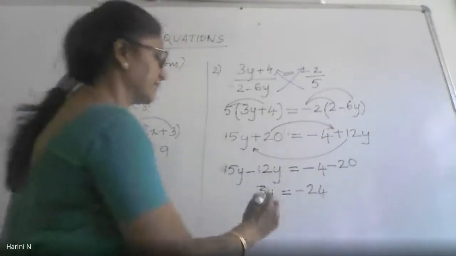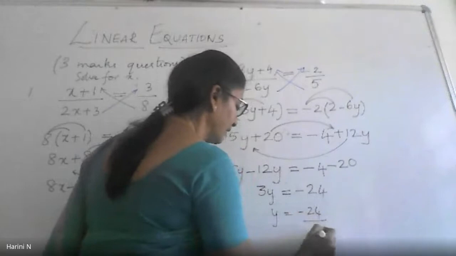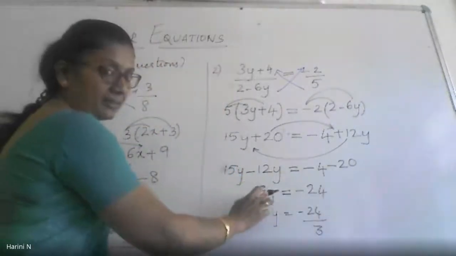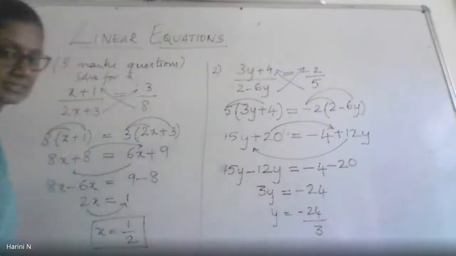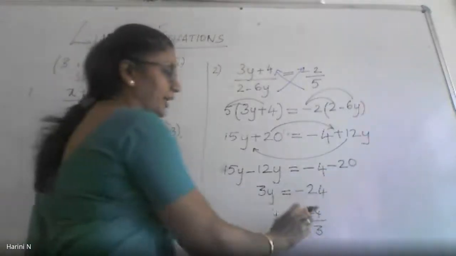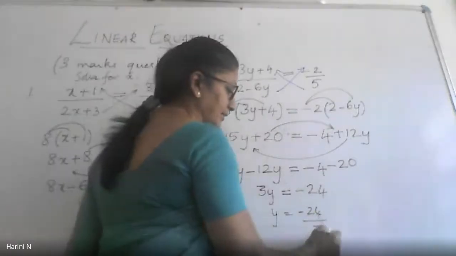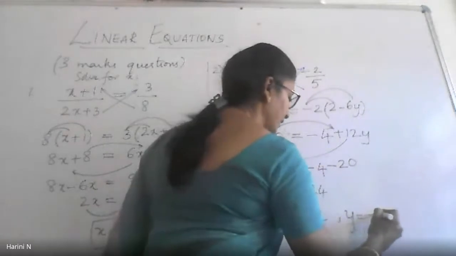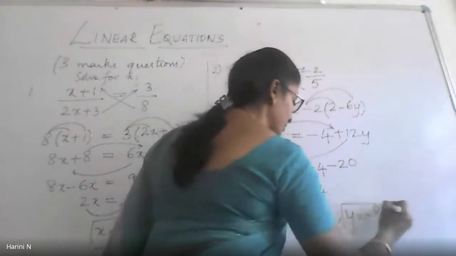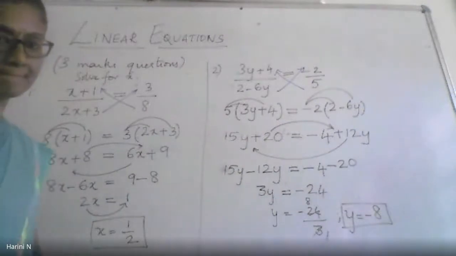So 3y is negative 24 means y is negative 24 divided by 3. 3y means 3 into y. So multiplication when transposed to the other side goes as division. So 24 and 3, is one a factor of the other? 3 ones are 3, 3 eights are 24. So your y will become negative 8 by 1, which is negative 8 itself. Did you get the same?